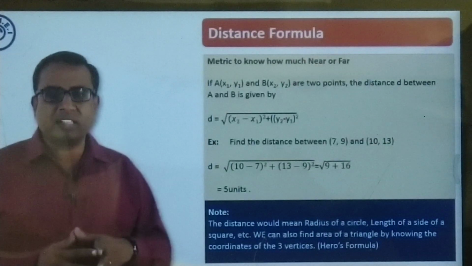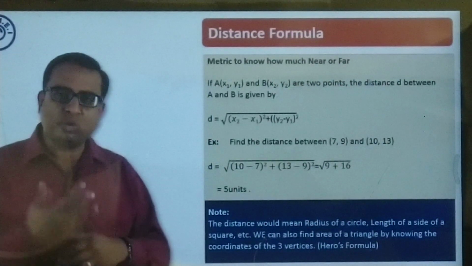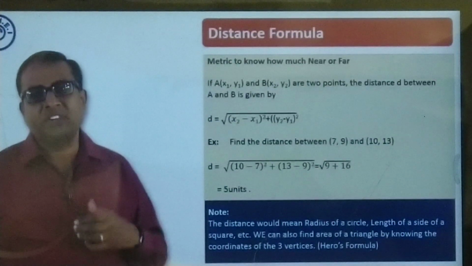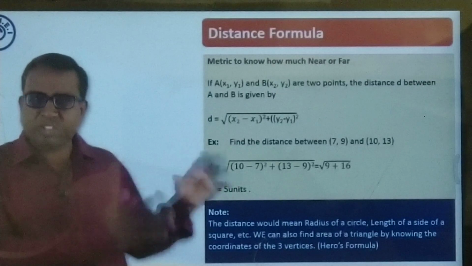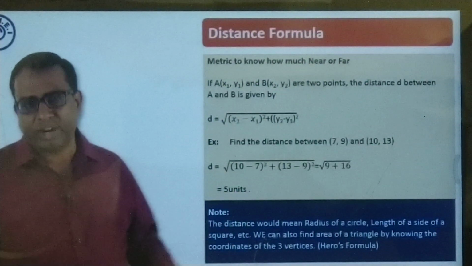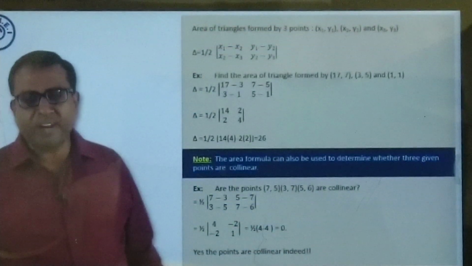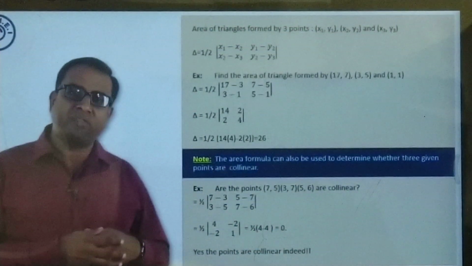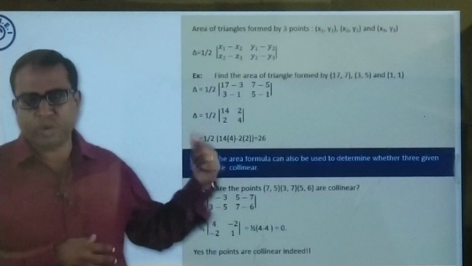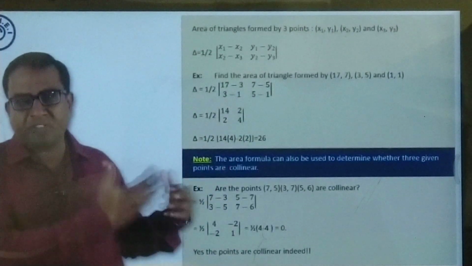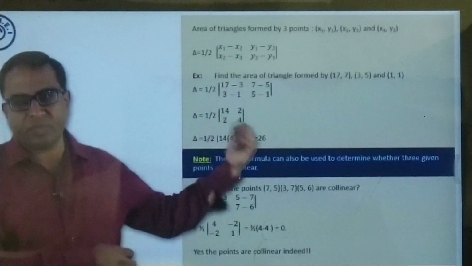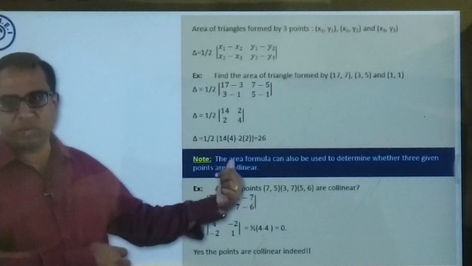Now the next thing we would learn is how to find the area of a triangle. With two points you have distance; now we go ahead with three points. With three points you can form a triangle. We will learn how to find the area of the triangle. Of course we can still use the distance formula to find the length of each side. As I mentioned, you can apply Heron's formula and go ahead. But life is not that bad. We have another way of finding the area of a triangle formed by three points. Suppose the three points are (x1, y1), (x2, y2) and (x3, y3). The area of the triangle formed by these three points is given by this formula: half of the determinant with rows x1 minus x2, y1 minus y2 and x2 minus x3, y2 minus y3.